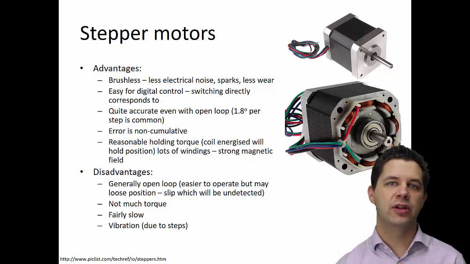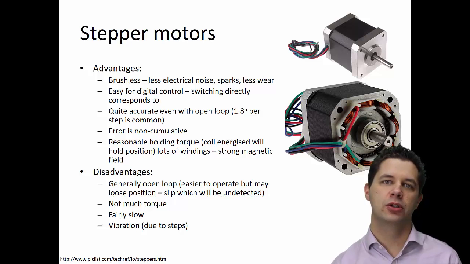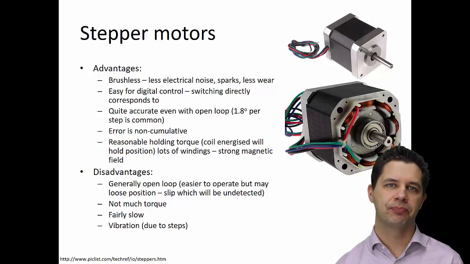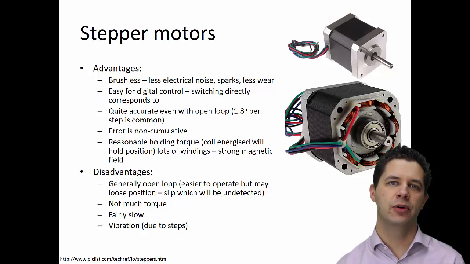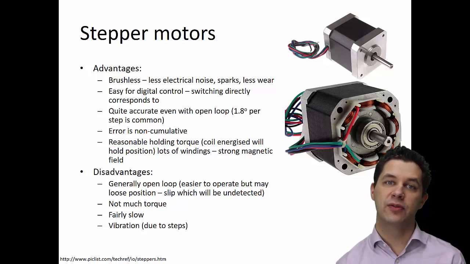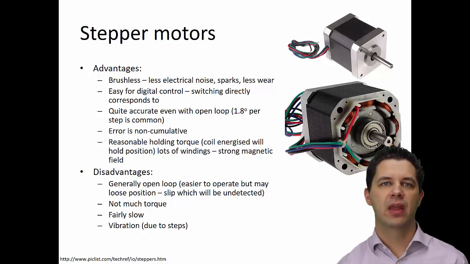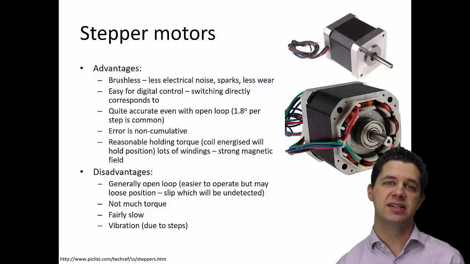And they're fairly accurate as well, even with this sort of open loop control. We can get accuracies in the order of 1.8 degrees per step. That's fairly common. We could gear that down to get even higher accuracy at the output, if we wanted something higher. One of the other advantages is the error doesn't add up over time. It's non-cumulative, and so each time we do another step, it locks into that next step. As I mentioned before, they actually have a decent holding torque if we're continuously driving them.